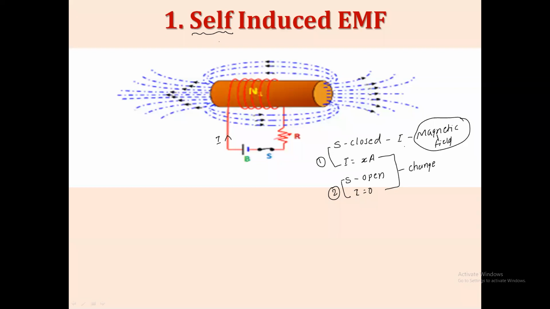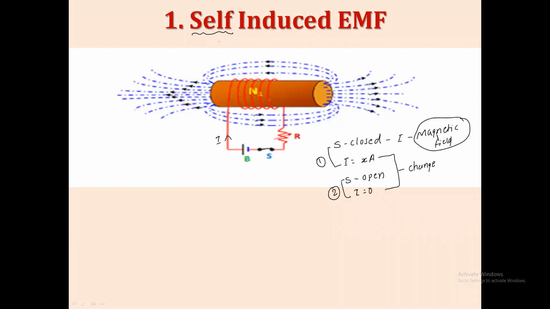The magnetic field is also changing with respect to current. Do you agree with me? If the current is changing, this change in current will produce a change in magnetic field, as per the diagram shown in this picture here.